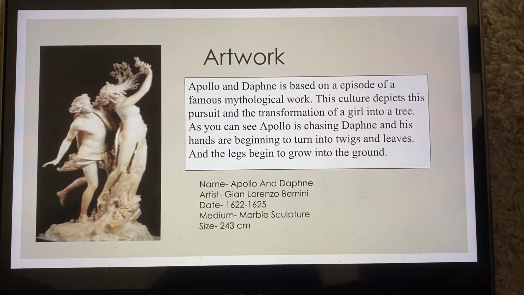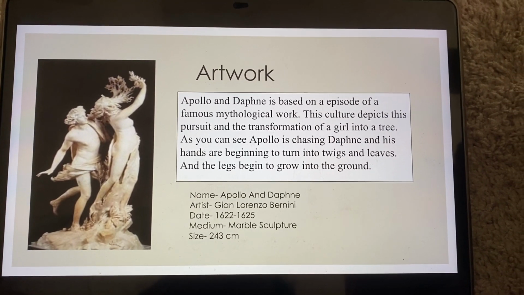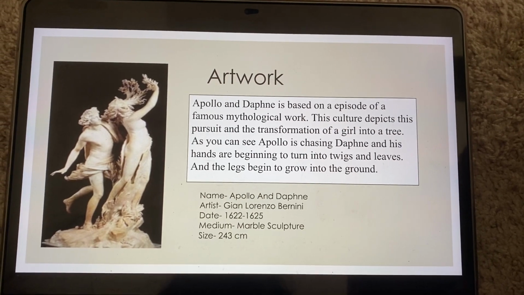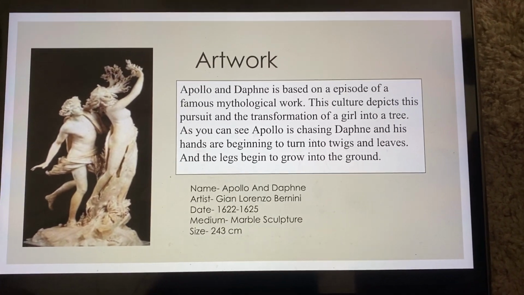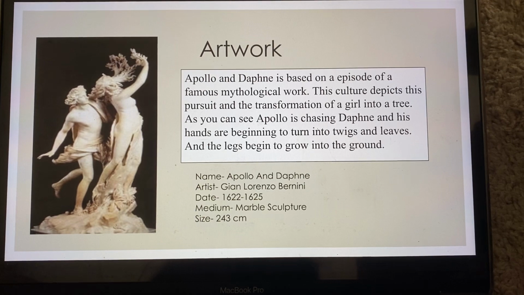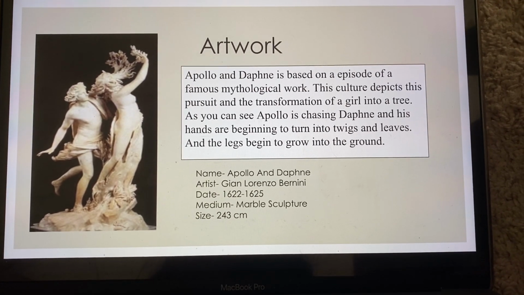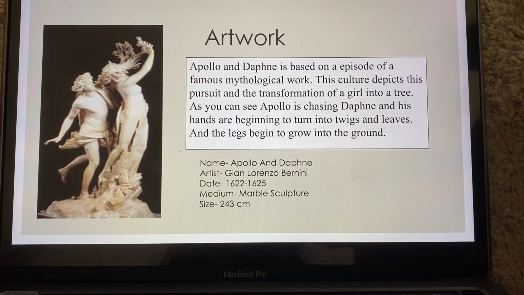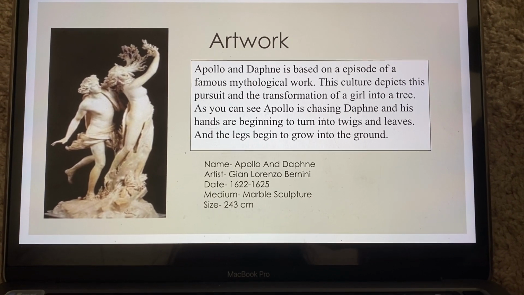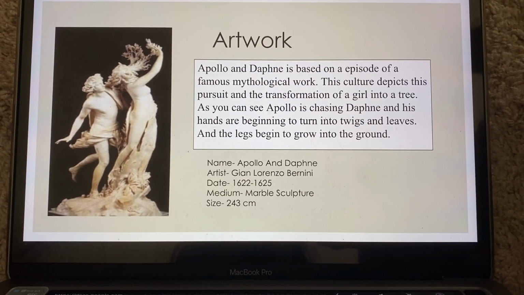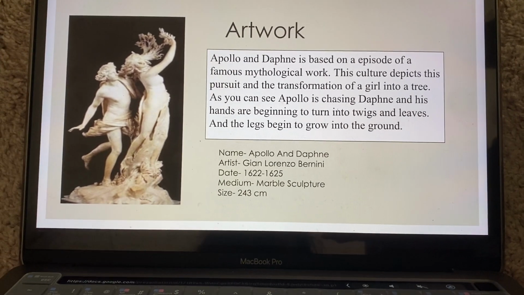The last artwork, Apollo and Daphne, is based on an episode of famous mythological work. This sculpture depicts this pursuit and the transformation of a girl into a tree. As you can see, Apollo is chasing Daphne, and his hands are beginning to turn into twigs and leaves, and his legs begin to grow into the ground.